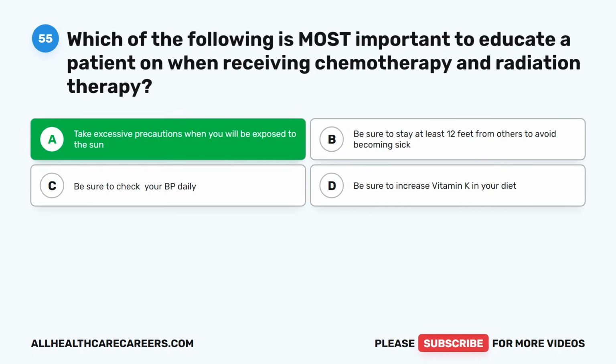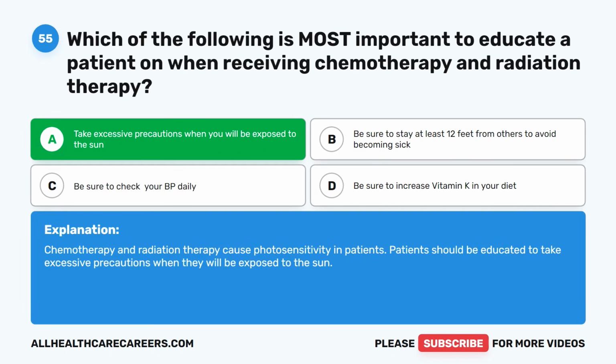The correct answer is A. Take excessive precautions when you will be exposed to the sun. Chemotherapy and radiation therapy cause photosensitivity in patients. Patients should be educated to take excessive precautions when they will be exposed to the sun.